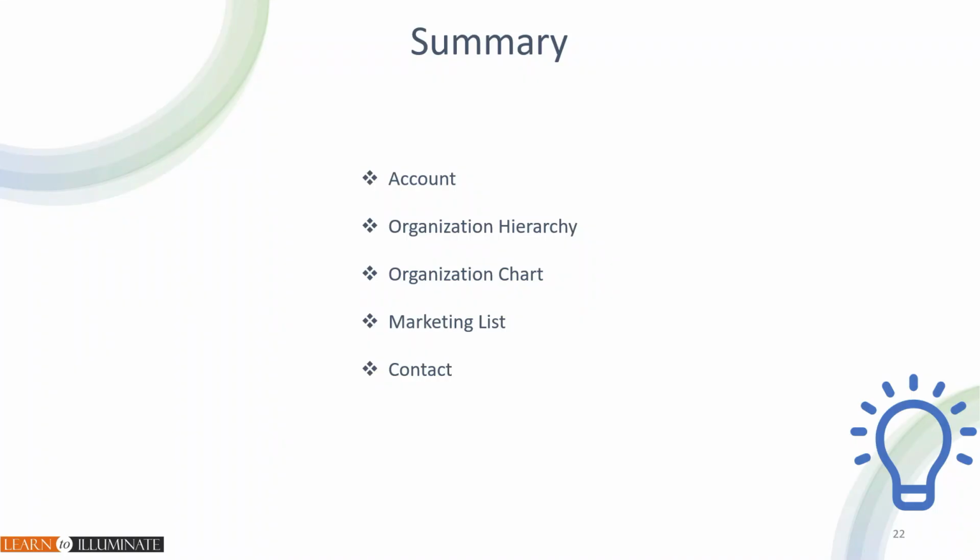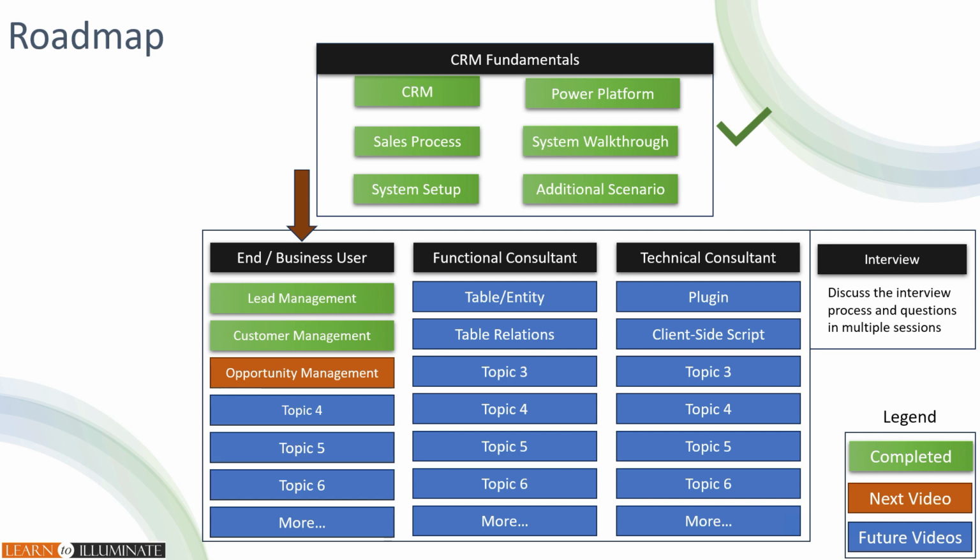Today we learned what an account is, organization hierarchy, organization chart, who's reporting, the relationship, and then how to create a marketing list, which can target an account, contact, or a lead. And finally we learned about contacts, and the relationship between the account and the contact. We learned customer management today in the end user track.